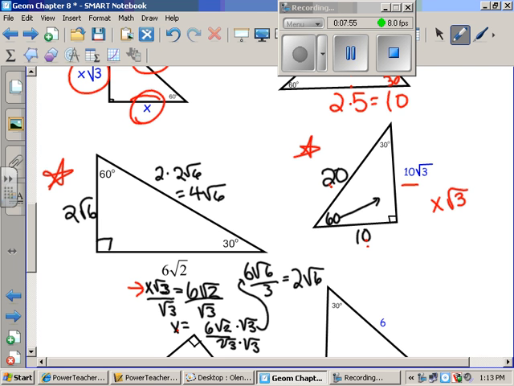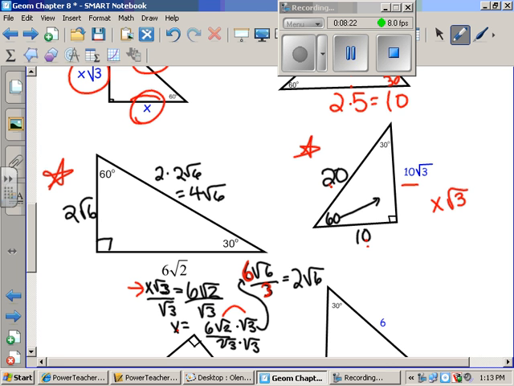To get the square root of 3 out of the bottom of the fraction, we multiply top and bottom by the square root of 3. So that gives me 6 square root of 6, because those two can multiply, over, and then the square root of 3 times the square root of 3 is 3. 6 divided by 3, those are both whole numbers, so I can divide them, and I get 2 square root of 6. Okay? Then, so that's x.